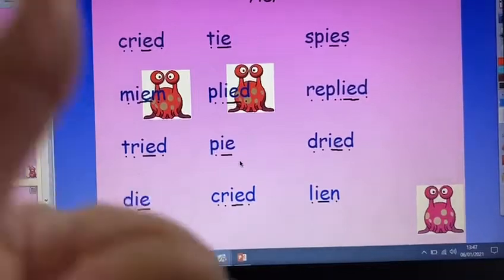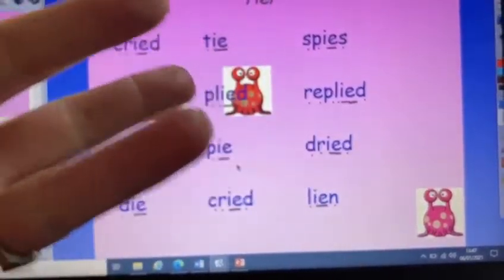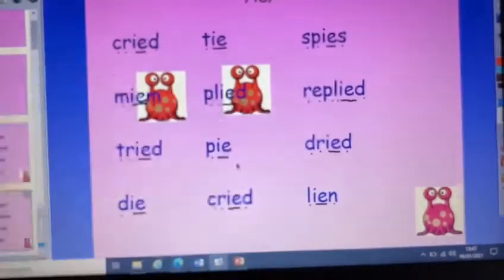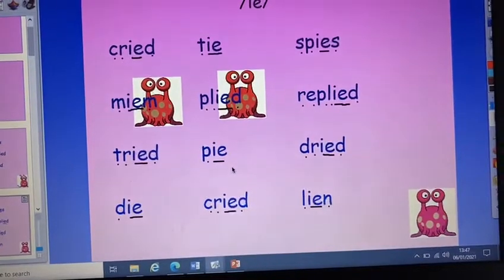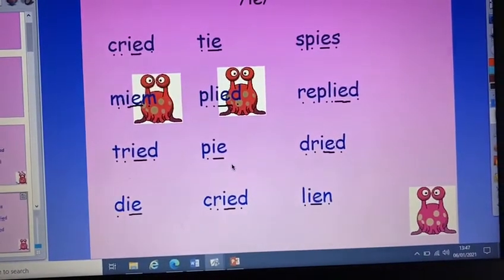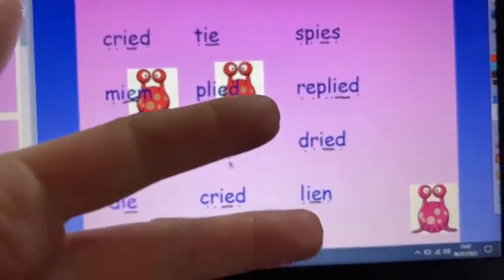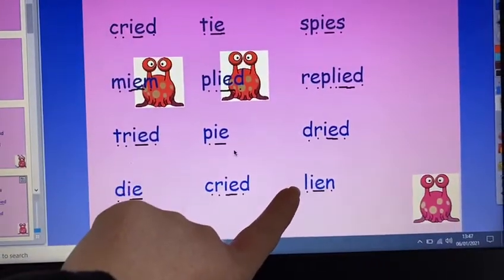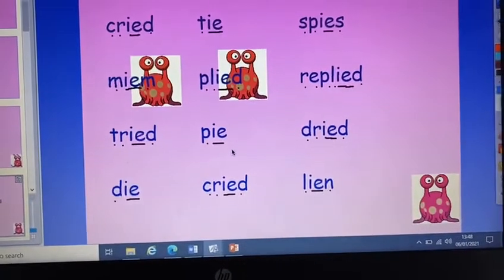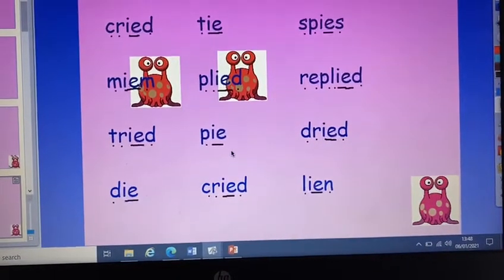And then we've got dried. And that's a real word too. And then we've got line. Have a look at that word for me. Is that word a real word or is it an alien word?